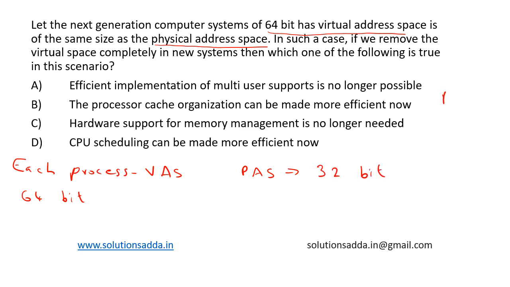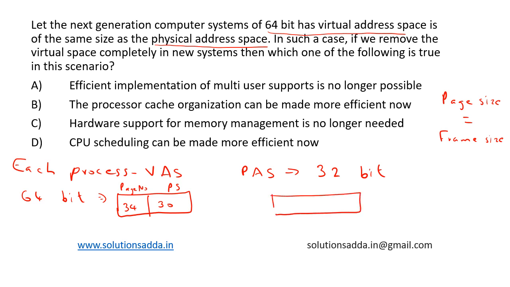So the basic concept is page size is equal to frame size. The virtual address space will be divided into a number of pages. Similarly, the physical address space will be divided into a number of frames. Here, the frame size and the page size are assumed to be equal, and let's assume it to be 30 bits. So the virtual address will be divided into two parts: 30 bits of page size, then the remaining 34 bits of page number. This will be the page number, and this will be the page size. Similarly, here it will be 30 bits of frame size and 2 bits of frame number.